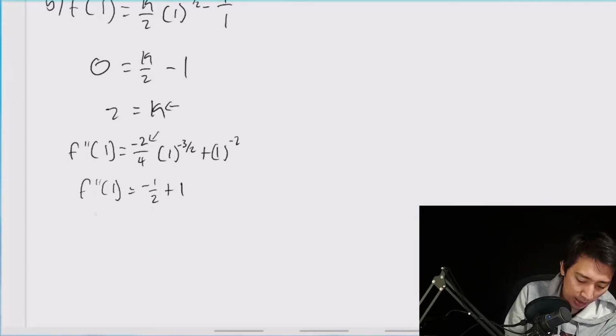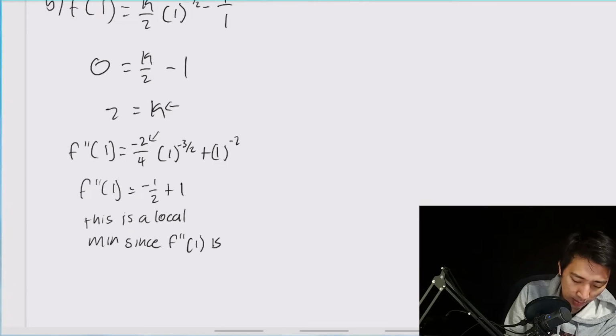So what we're going to say is this is a local min since f double prime of 1 is positive, which means the function is concave up.